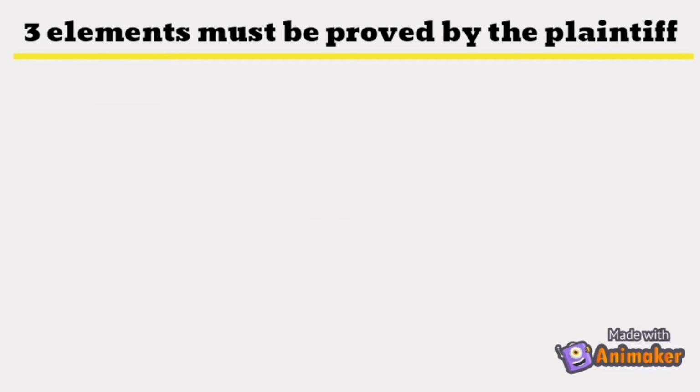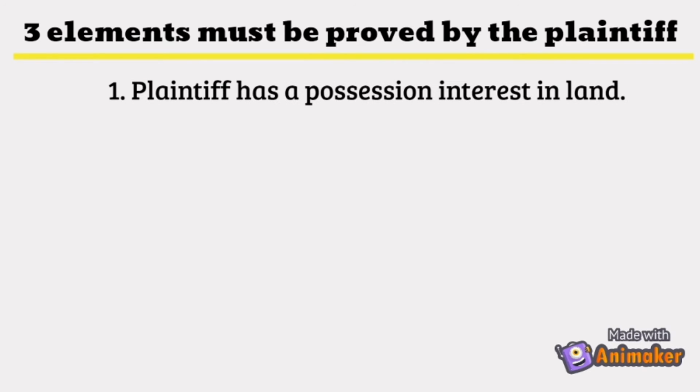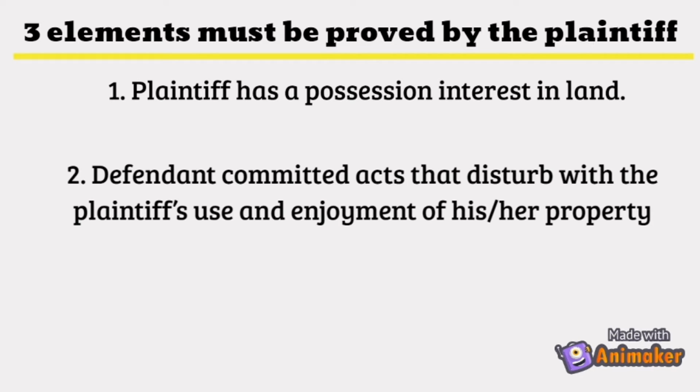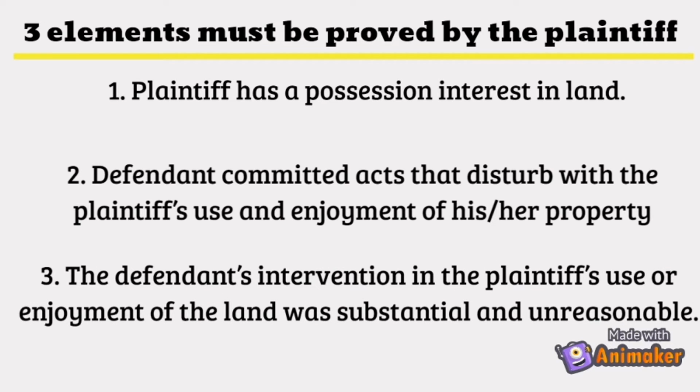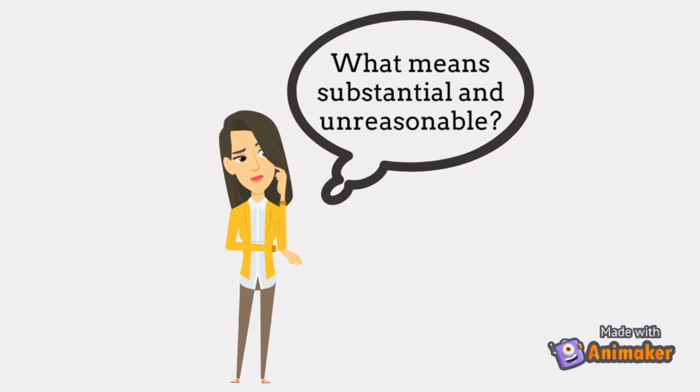There are three elements that must be proved when the plaintiff claims compensation. First, the plaintiff has a possessory interest in land. Second, the defendant committed acts that disrupt the plaintiff's use and enjoyment of his or her property. Last, the defendant's interference with the plaintiff's use or enjoyment of the land was substantial and unreasonable. The most controversial issue is the definition of substantial and unreasonable in the third element.